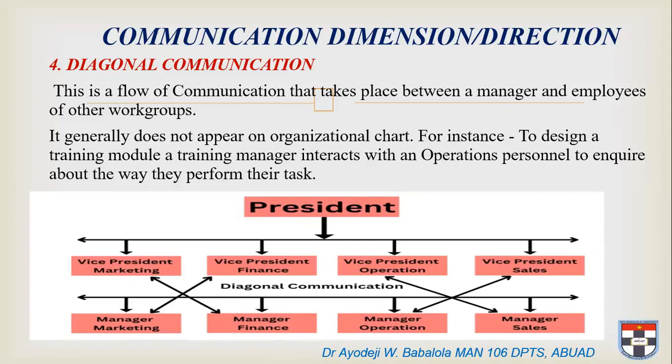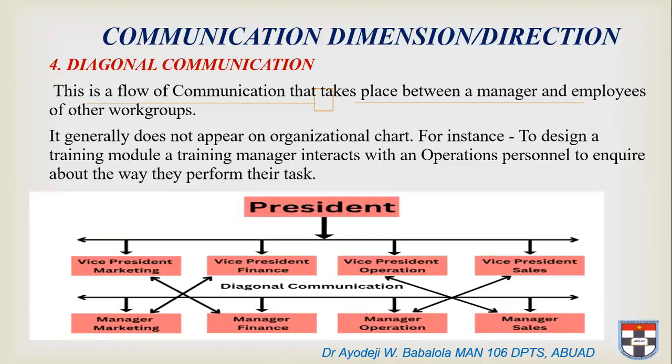This generally does not appear in organizational charts. To design a training model, a training manager interacts with operations personnel to inquire about the way they perform their tasks. For example, if a training manager wants to organize training for personnel in a unit, the training manager will need to talk to this lower cadre staff to know the challenges they are facing, in order to come up with a training that will address those challenges and help them perform their job better.